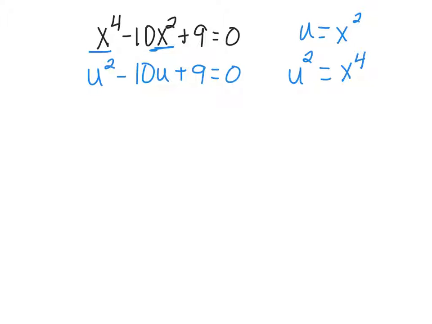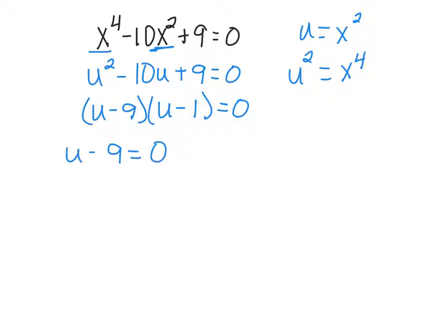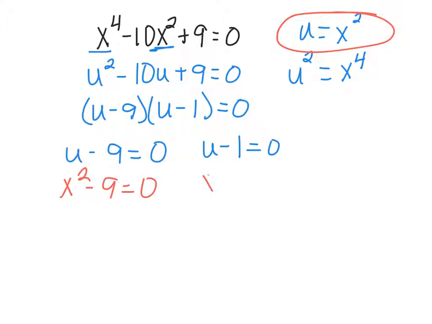Now this looks like a problem I'm used to solving. So I'm going to factor this as u minus 9 and u minus 1. And then I'm going to set each factor equal to 0. U minus 9 equals 0 and u minus 1 equals 0. Here's the part that we really need to focus on. Once I break it down to setting each factor equal to 0, I'm going to substitute what u is. So I'm going to say x squared minus 9 equals 0 and x squared minus 1 equals 0.